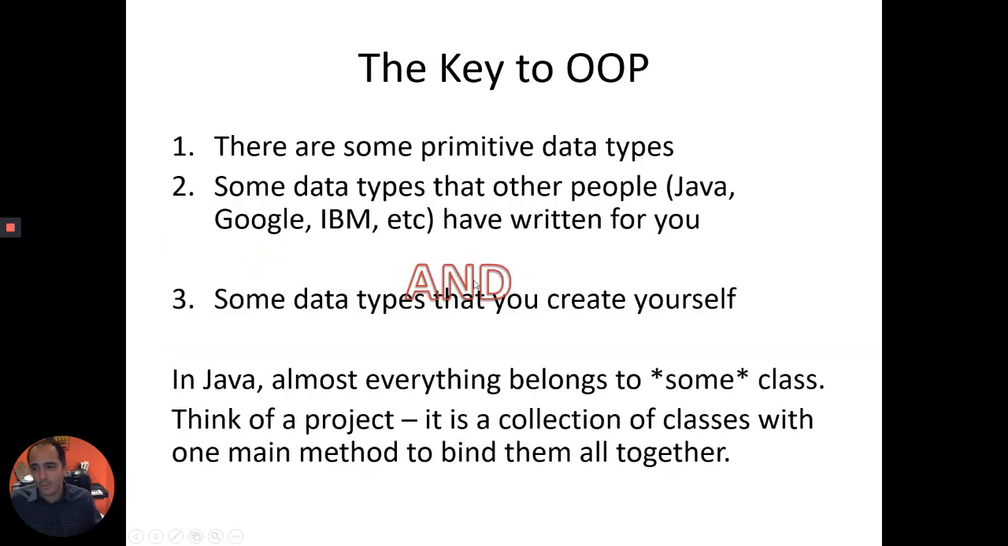So the key here to object-oriented programming is that you've got these primitive data types. Fantastic. You also have these data types, classes that other people have created for you. Oracle created stuff when they had Java. Apache has added stuff. Google has added stuff. IBM has created stuff. All of these companies and people have created extra data types that you're able to import. Right? Whenever you import something into your program, you're grabbing something that someone else has written, some extra data types, and adding it to your program.